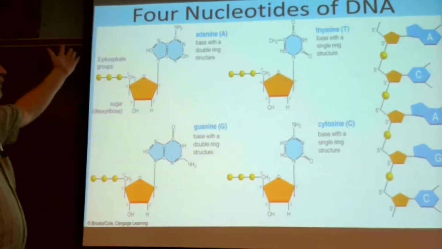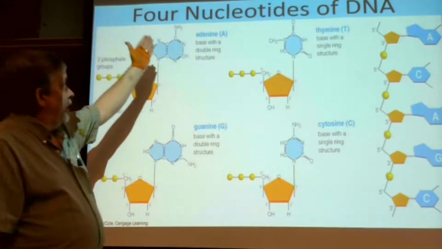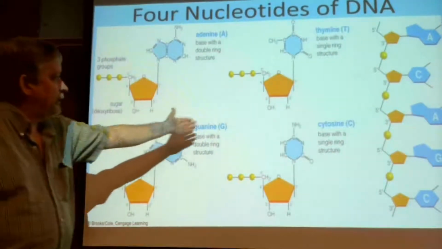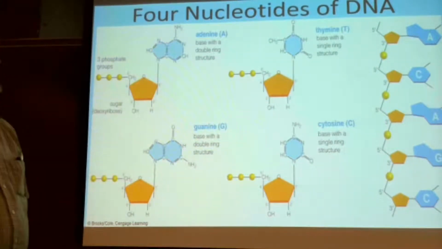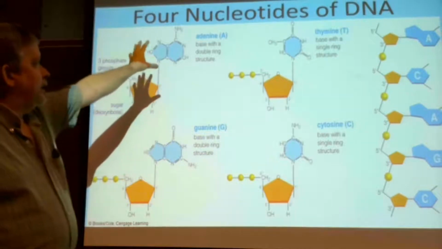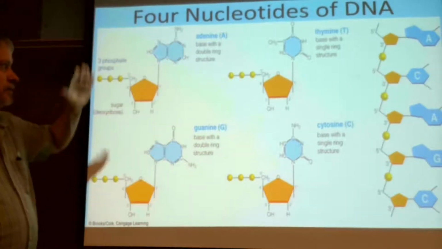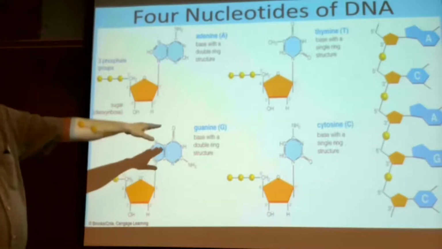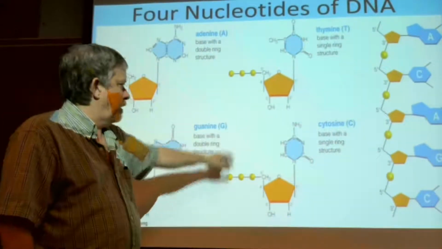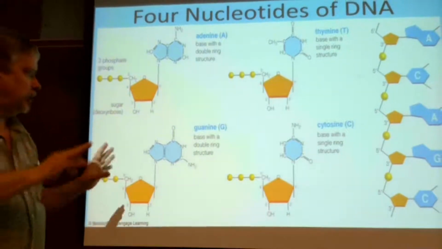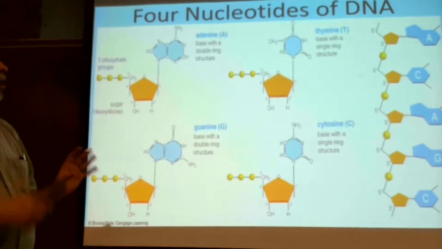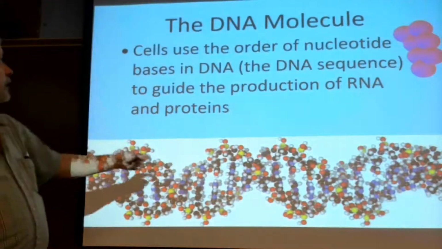Here are nucleotides of DNA. You have adenine, guanine, cytosine, and thymine. The adenine will always bond to thymine. So A will always bond to T. So it's A, T, T, A. Guanine and cytosine always bond together, G, C, C, G. And as they go together, they form this double helix.